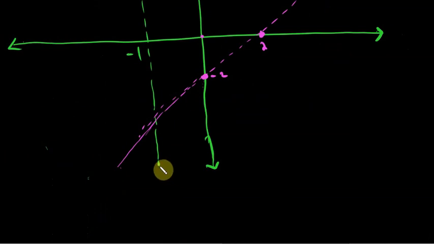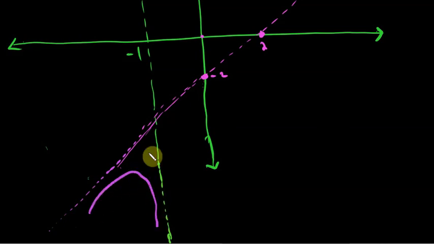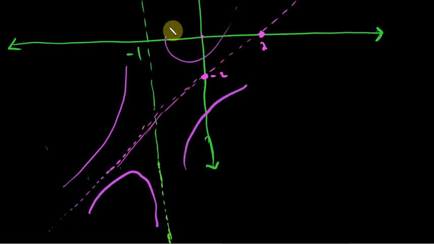Question now is, where lies our graph? That's the question. Where lies our graph? Is it in this region? Is it in that region? Or that region? So that's what we need to find out.